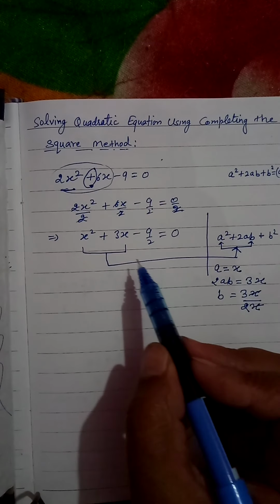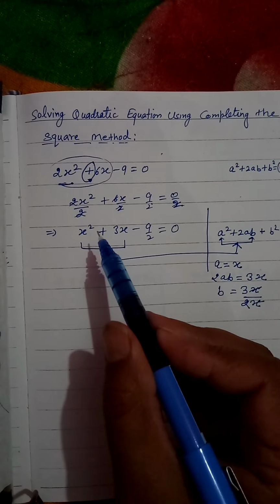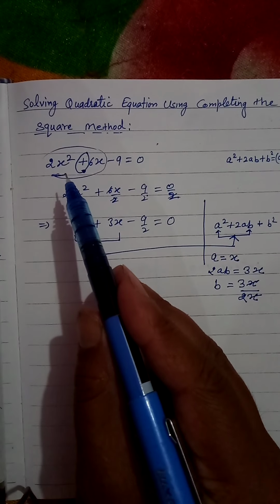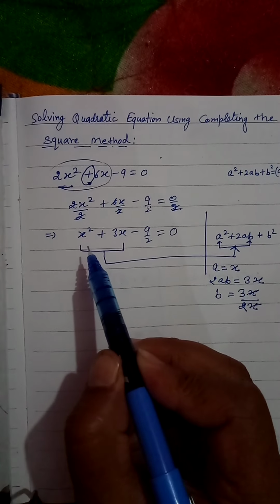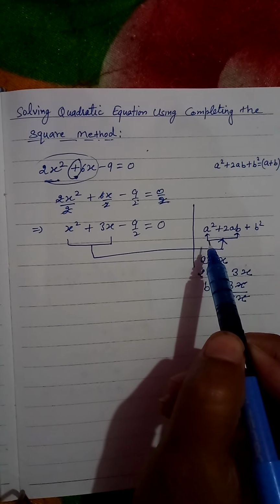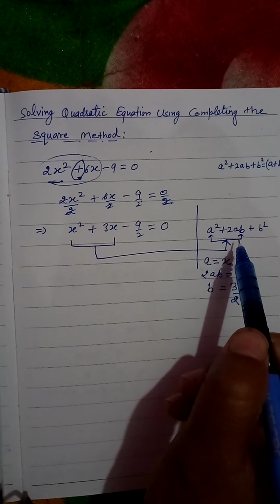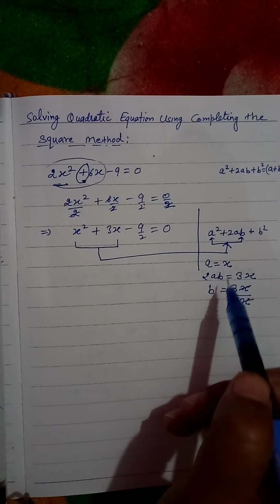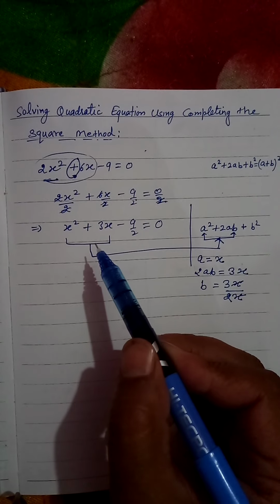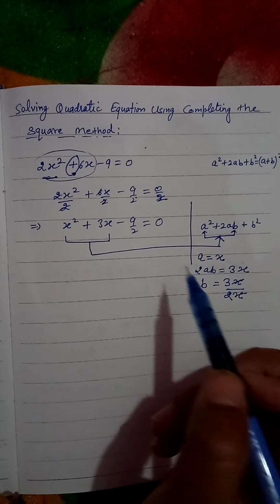Now watch this step carefully. What I did: first I divided the whole equation by the coefficient of x square. Then I compared the variable parts with the identity a square plus 2ab and I got b. So guys, if you follow this step, you will always get b.